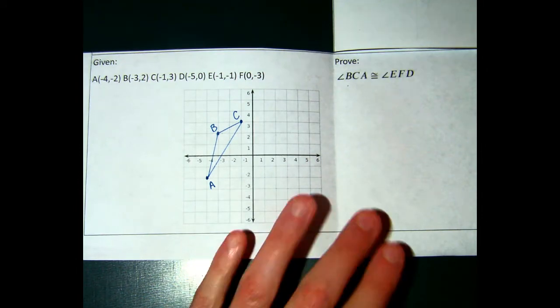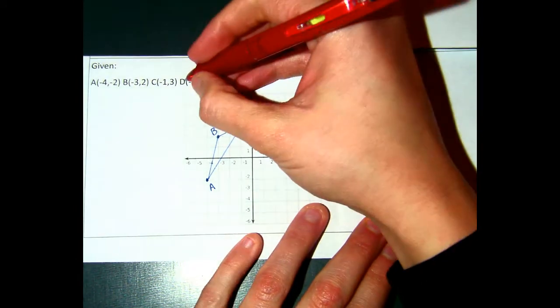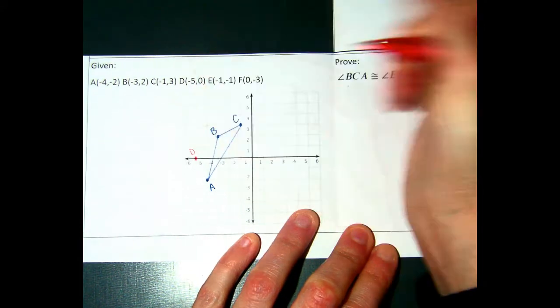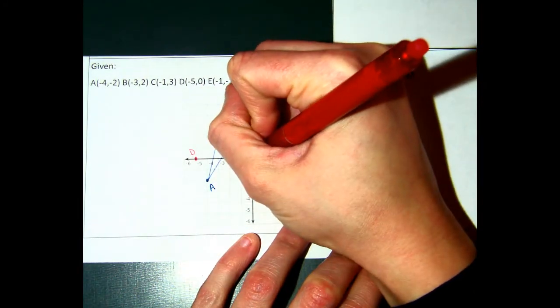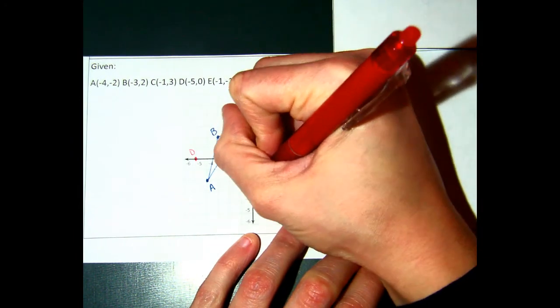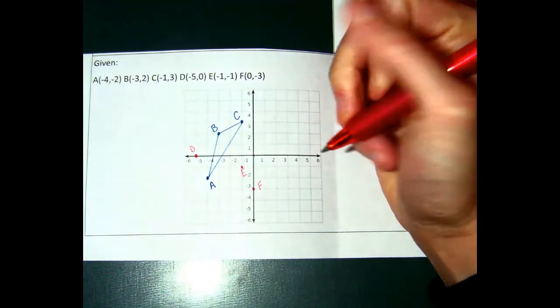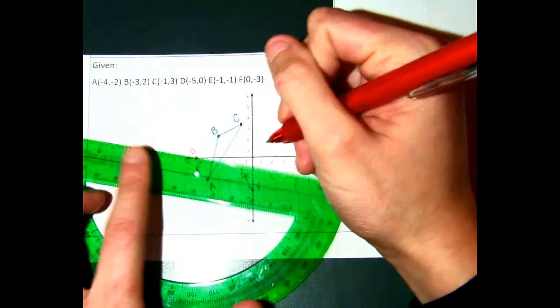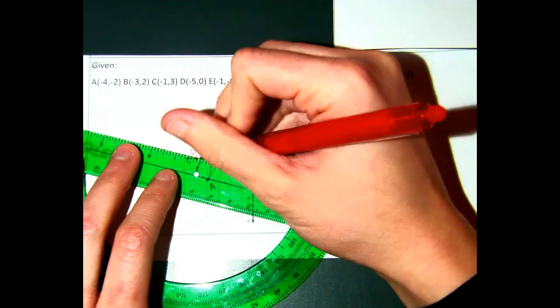And I'm going to go ahead and graph. I've got EFD, it says, so let's start with D, -5, 0. D, -1, -1 is E. And 0, -3 is F. I'm hoping they kind of look the same so that I've got congruent triangles. They do look kind of the same here.